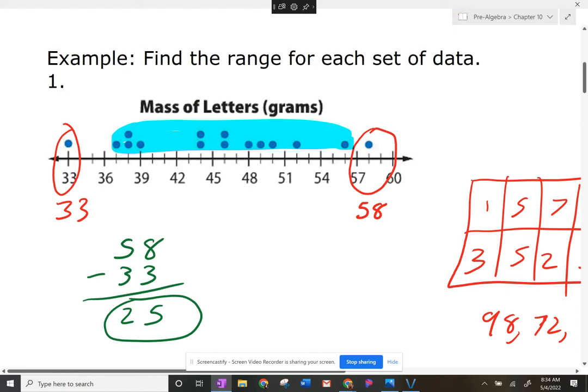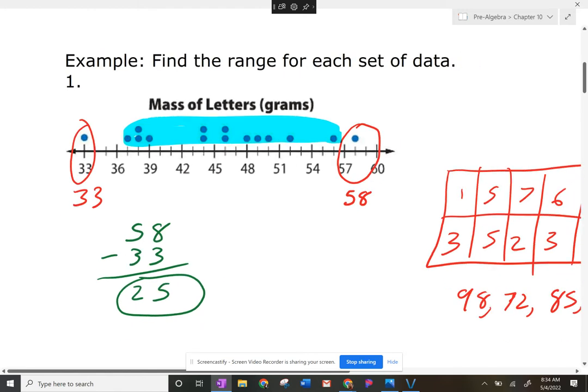Yes, ma'am? How would it have been different if there were like 2 dots above? If there were 2 dots above the 58, it still would have been the same number. You're taking the biggest number and the smallest number. So even if you had 10 dots at 58, we only need to worry about that one highest number and that one lowest number. So far, okay?